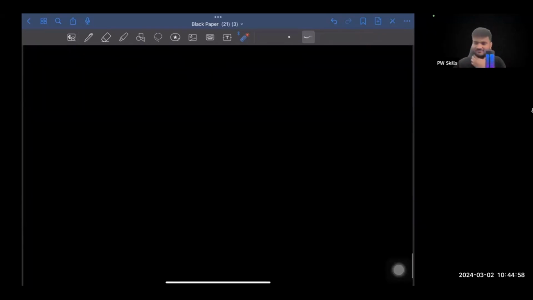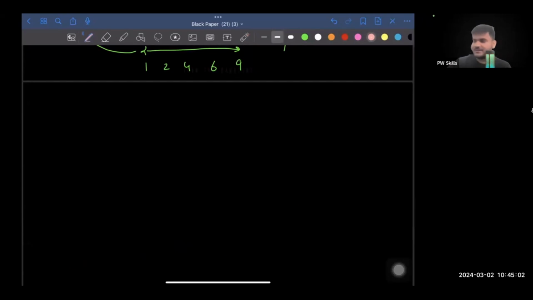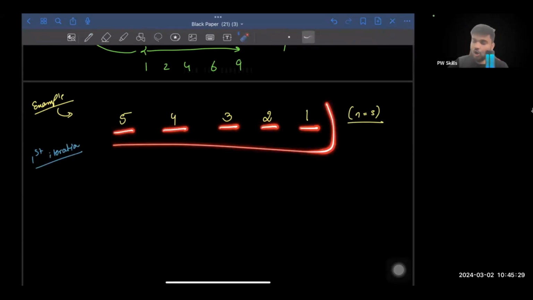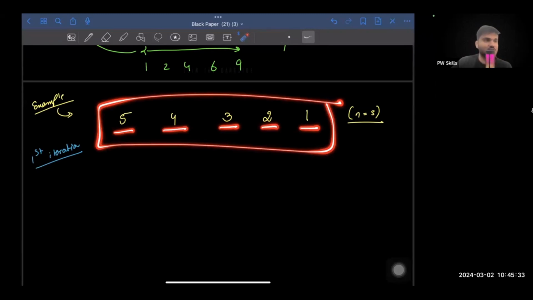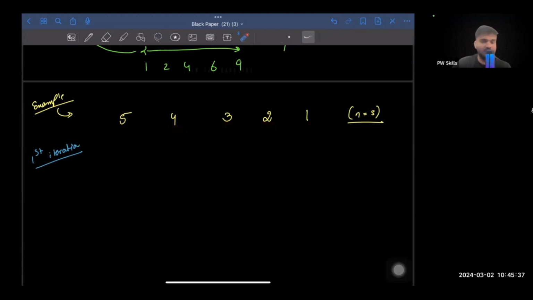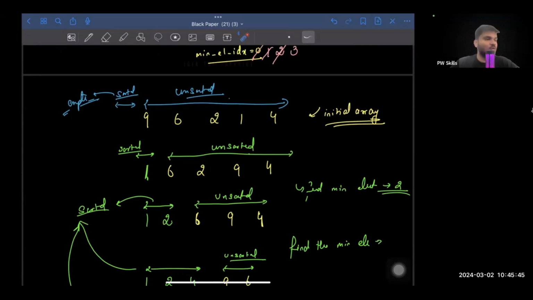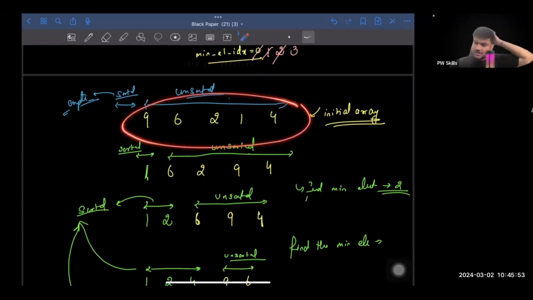What's the time complexity here? Let's try to figure it out. Let's take one more example: 5, 4, 3, 2, 1. There are a total of n elements, where n is equal to 5. In the first iteration, we are going to all the n elements and checking which one is the smallest, same thing as before. We figure out 1 is the smallest number.